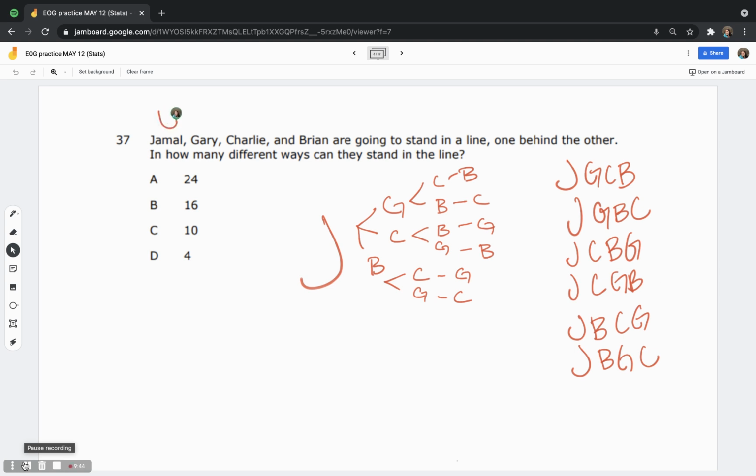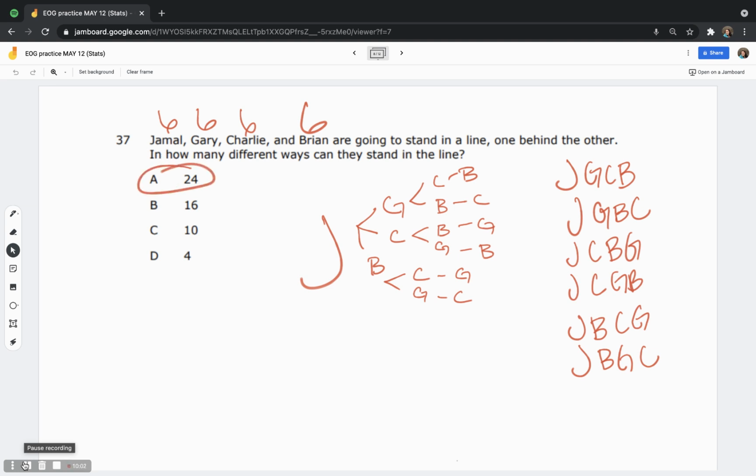Now, if Gary goes first, the same thing's going to happen. There's going to be 6 different outcomes. If Charlie goes first, 6 different outcomes. And if Brian goes first, 6 different outcomes. So that means total, there are 24 different outcomes.